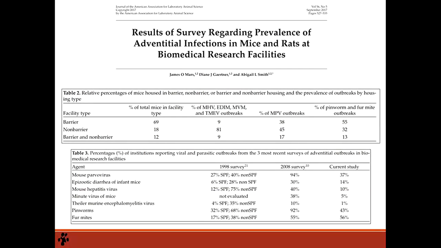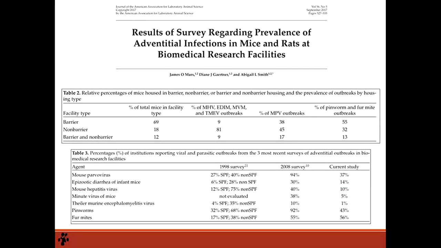There have been a number of surveys done, questionnaires sent to various institutions across the country, showing that it depends on what the disease profile is going to look like if you have animals housed in a barrier, a non-barrier, or a combination. So just concentrate on the number of mouse parvovirus outbreaks. You can see it doesn't vary much between barrier and non-barrier, and this is true for the percentage of mouse colonies infected with pinworms or fur mite outbreaks.